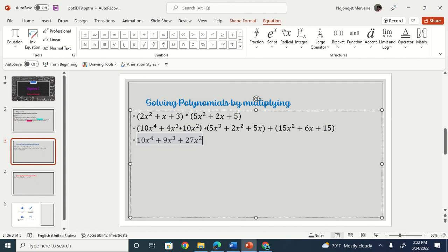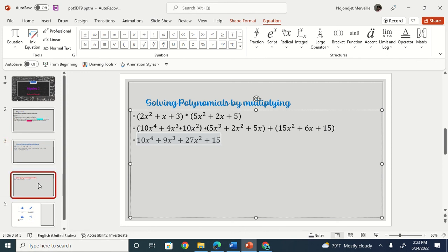Then we add plus 15 because it's another term that cannot be added to anything here. And that's the answer. So don't be afraid if you see a long answer like this.